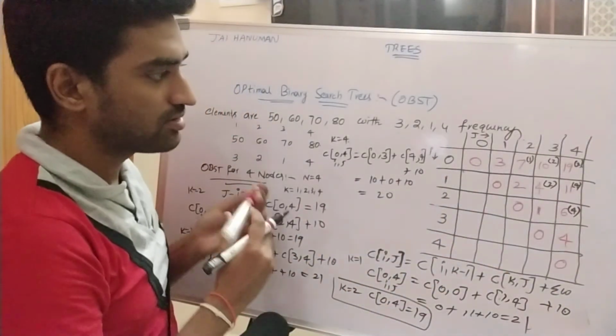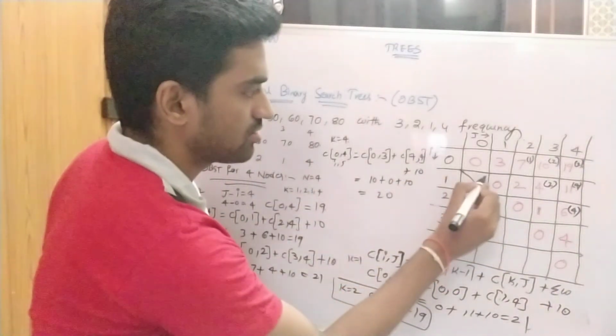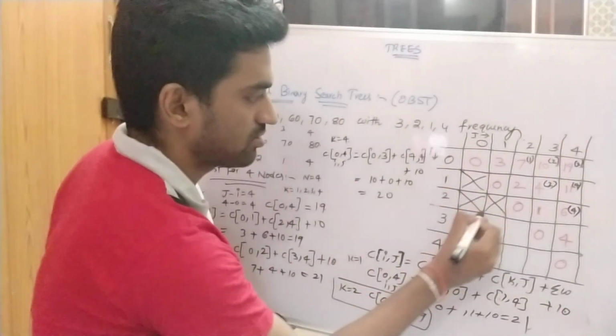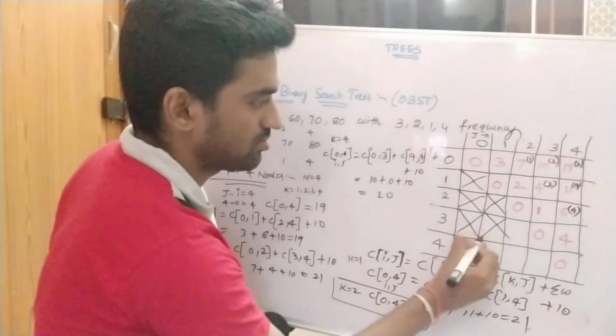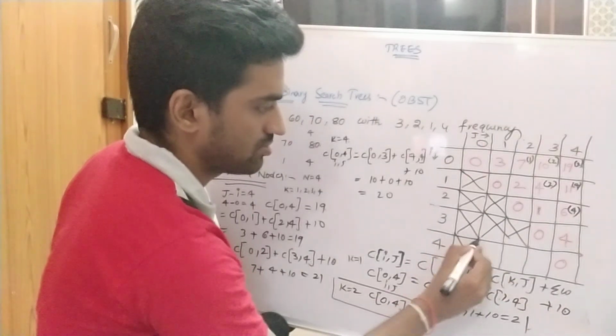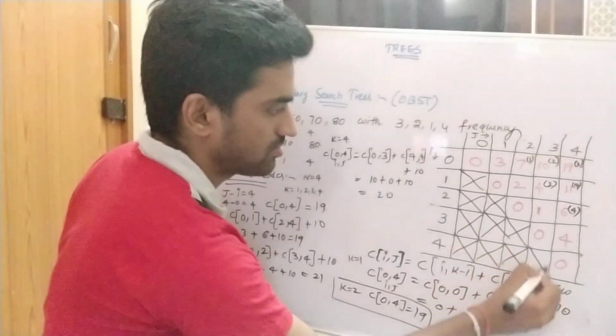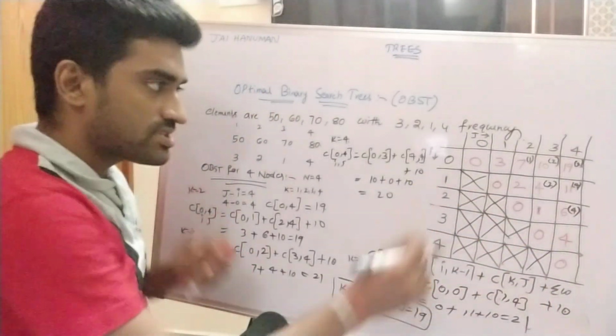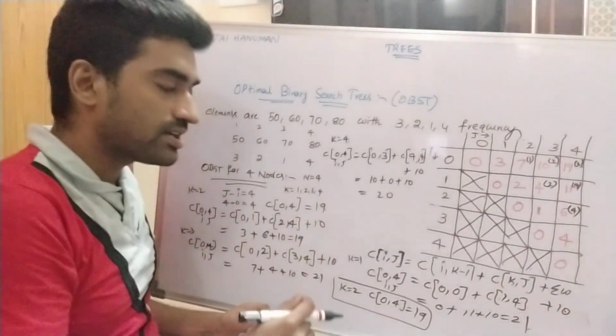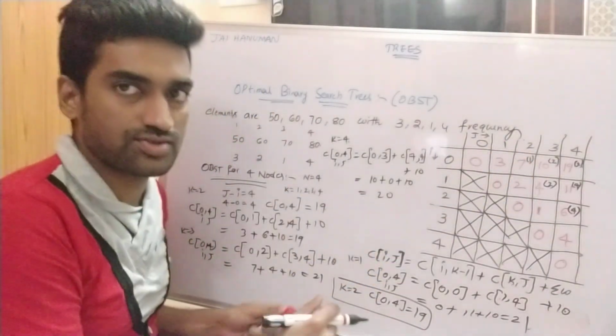So simply here, based on this table, I am generating the optimal binary search tree, right?